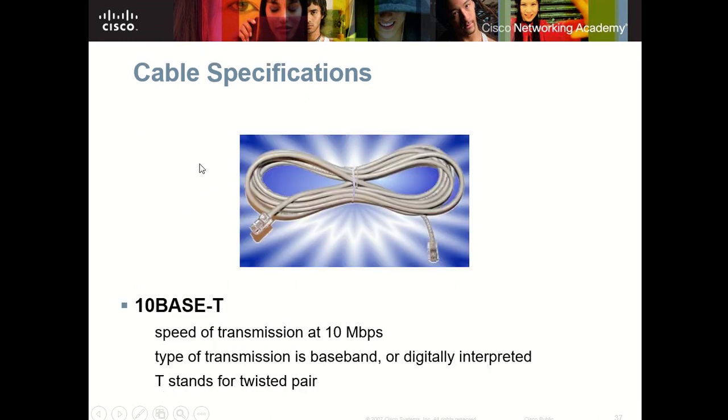So this is an example of a UTP cable. This is a 10BaseT. If you look at the small text there, that is its spec and label. Its speed of transmission is 10 Mbps, the type is baseband, or digitally interpreted, and T stands for twisted pair.